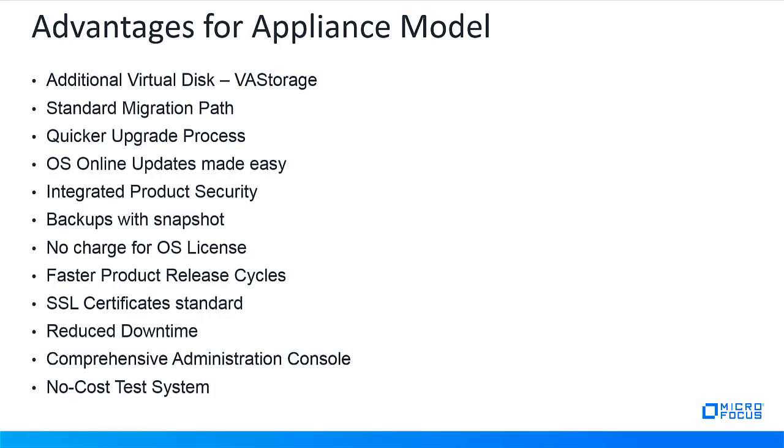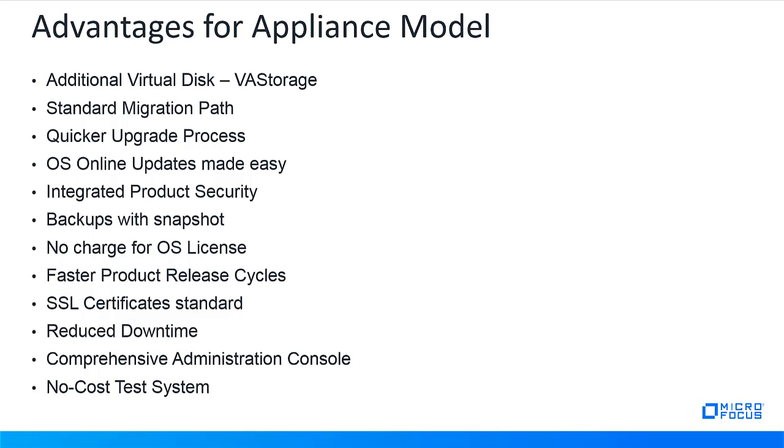Let's first talk about the advantages for the Common Appliance Framework model. This model requires an additional virtual disk, also known as VA storage or virtual appliance storage. This model standardizes the migration path for future versions, allows for quicker upgrade processes as the product evolves to newer versions of the application and base operating system. And the additional volume helps with these quicker upgrades, minimizing downtime.